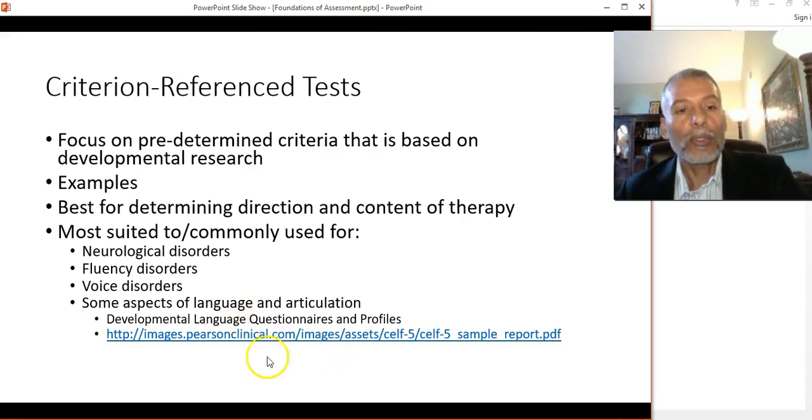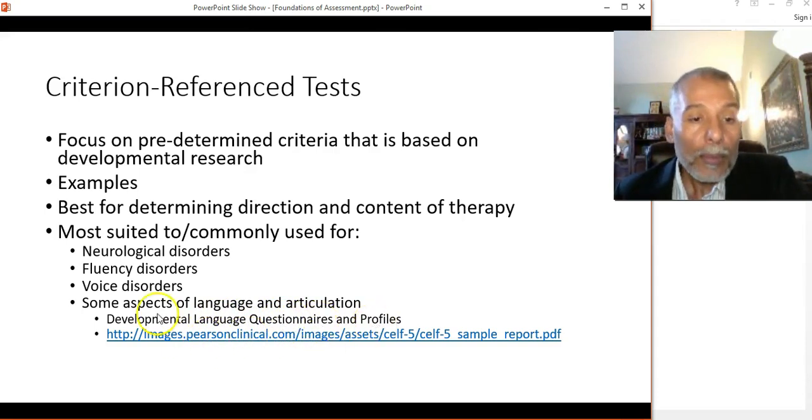So that's an example. Also developmental language questionnaires and profiles. These are questionnaires you send to parents. Some of them are designed by companies. I'm going to make sure to bring one next week.